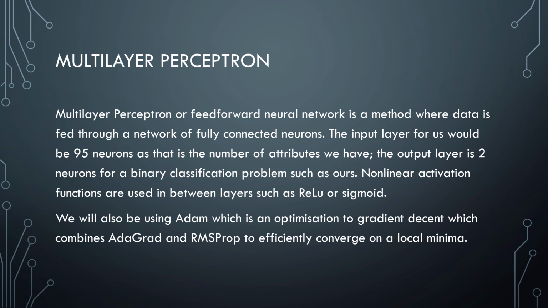Multi-layer perceptron, or feed-forward neural network, is a method where data is fed through a network of fully connected neurons. The input layer for us will be 95 neurons, as that is the number of attributes we have, and the output layer is 2 for a binary classification problem like ours. Nonlinear activation functions are used between layers, such as ReLU or sigmoid. We'll also be using ADAM, which is an optimization to gradient descent, which combines AdaGrad and RMSprop to efficiently converge on a local minima.